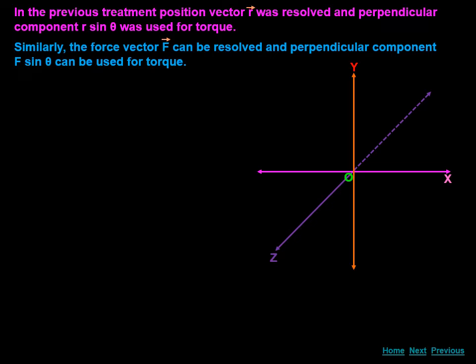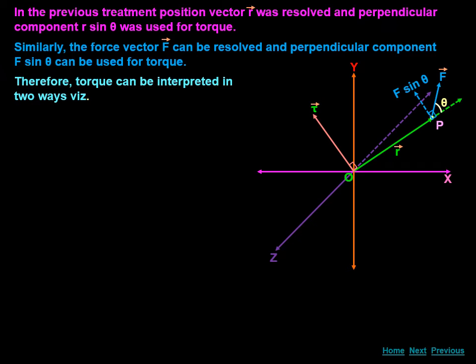So again consider this three-dimensional space, and there is point P. This r vector is the position vector of point P, F vector is the force acting on point P, and angle between this force vector and r vector is theta, and this small blue arrow represents the perpendicular component of force vector, that is F sin theta. So this perpendicular component of force is F sin theta.